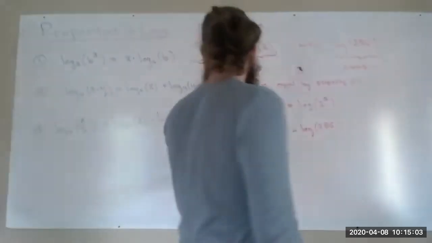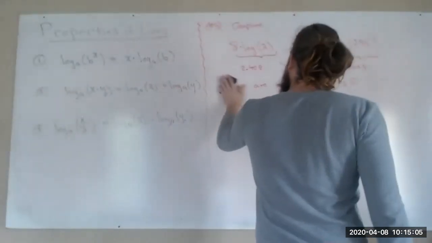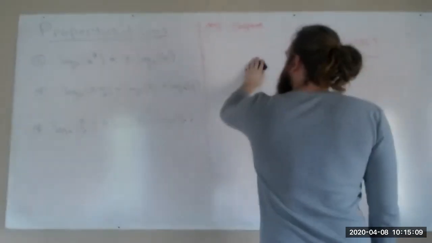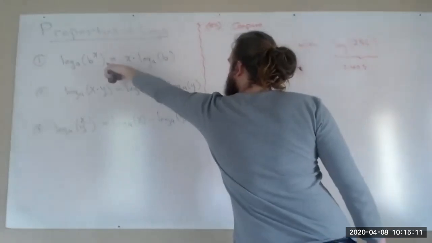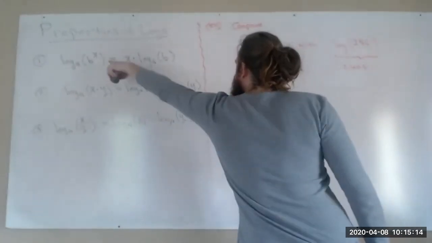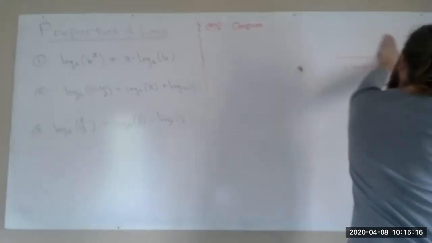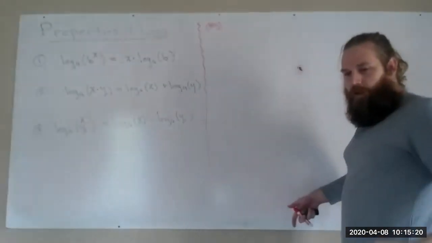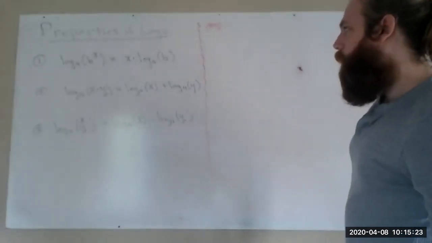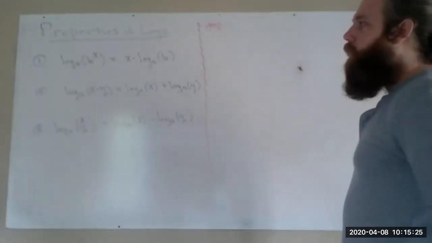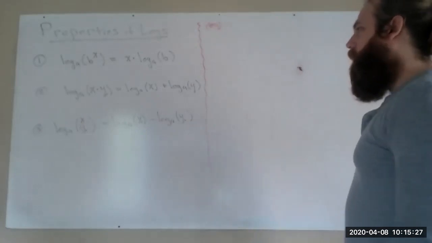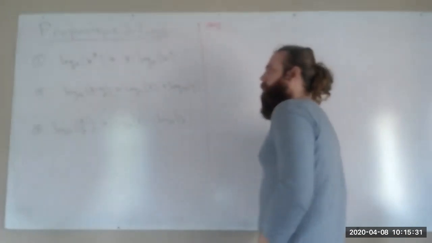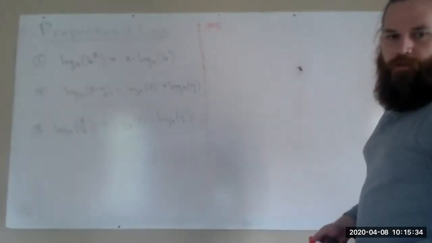Each of these properties can be read from left to right or from right to left. Like I could take something like this and rewrite it like that. Or I could take something like that and rewrite it like this. If you move in the direction that makes the statement take up more space on the page, we call that expanding. And if you move in the direction that makes it take up less space on the page, like taking these two and rewriting them as the single logarithm, we call that contracting.